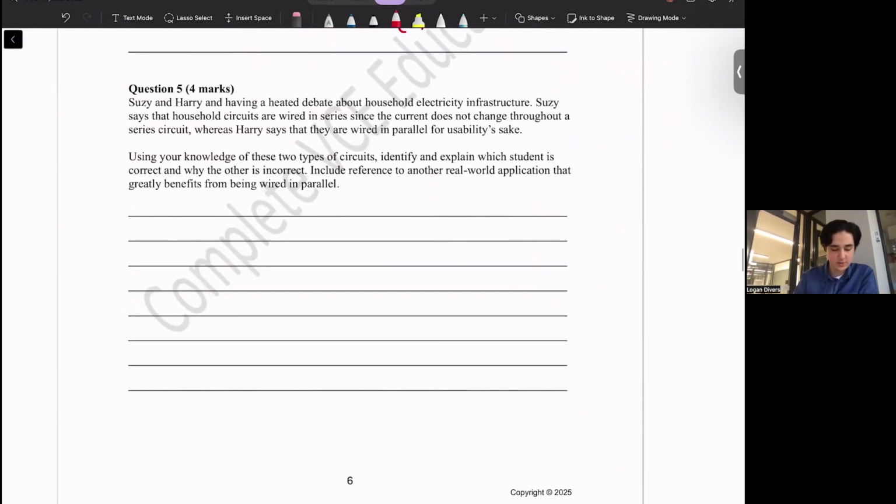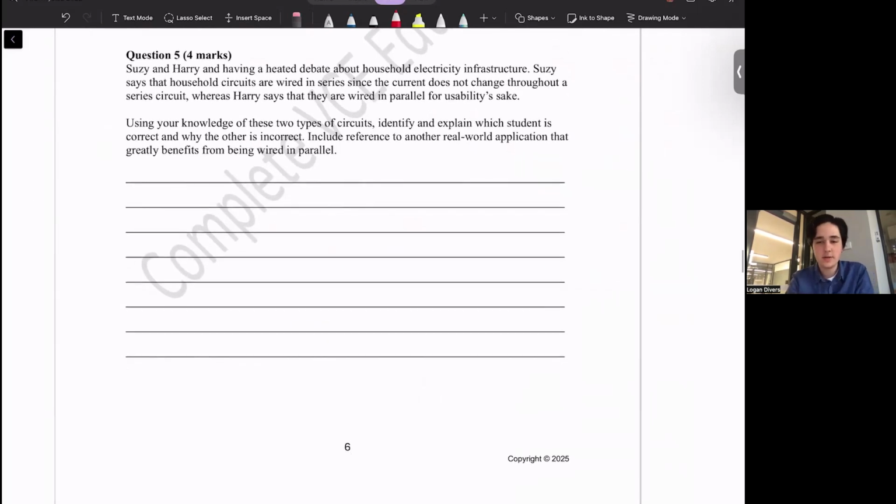So let's go into question 5 now. Susie and Harry are having a heated debate about household electricity infrastructure. Susie says that household circuits are wired in series since the current does not change throughout a series circuit, whereas Harry says that they're wired in parallel for usability's sake. Using your knowledge of these 2 types of circuits, identify and explain which student is correct and why the other is incorrect. Include reference to another real-world application that greatly benefits from being wired in parallel.